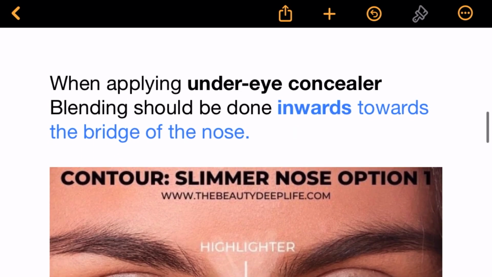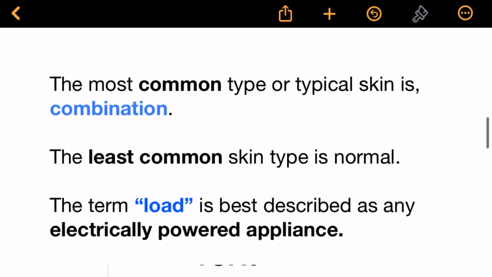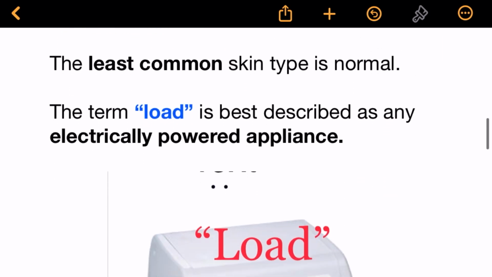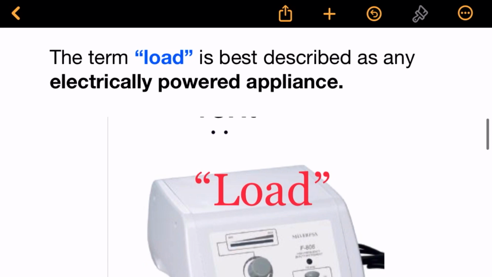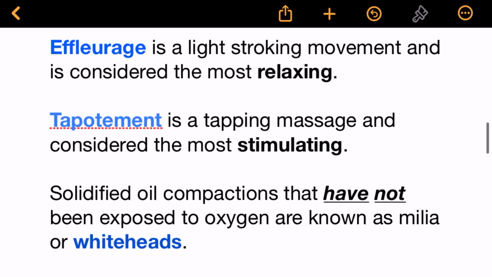When applying under-eye concealer, blending should be done inwards towards the bridge of the nose. The most common or typical skin type is combination. The least common skin type is normal. The term load is best described as any electrically powered appliance. Effleurage is a light stroking movement and is considered the most relaxing.